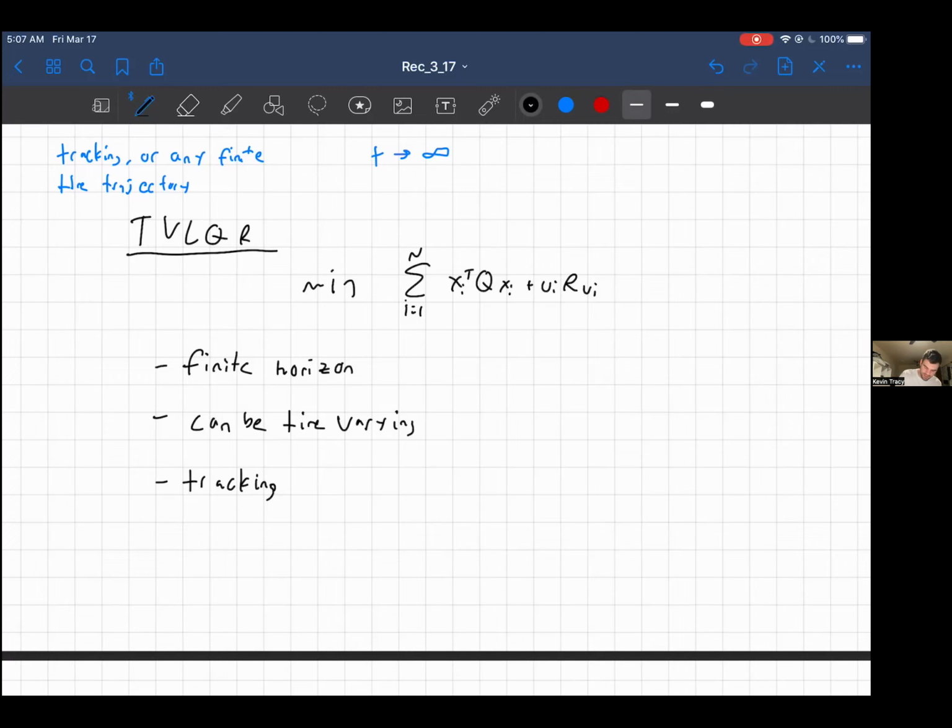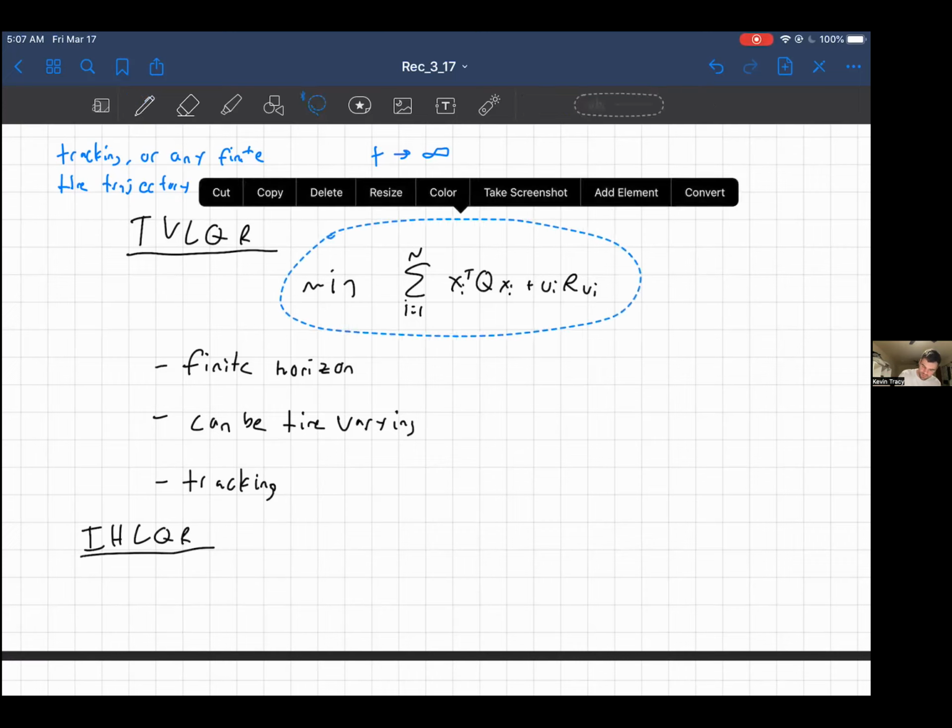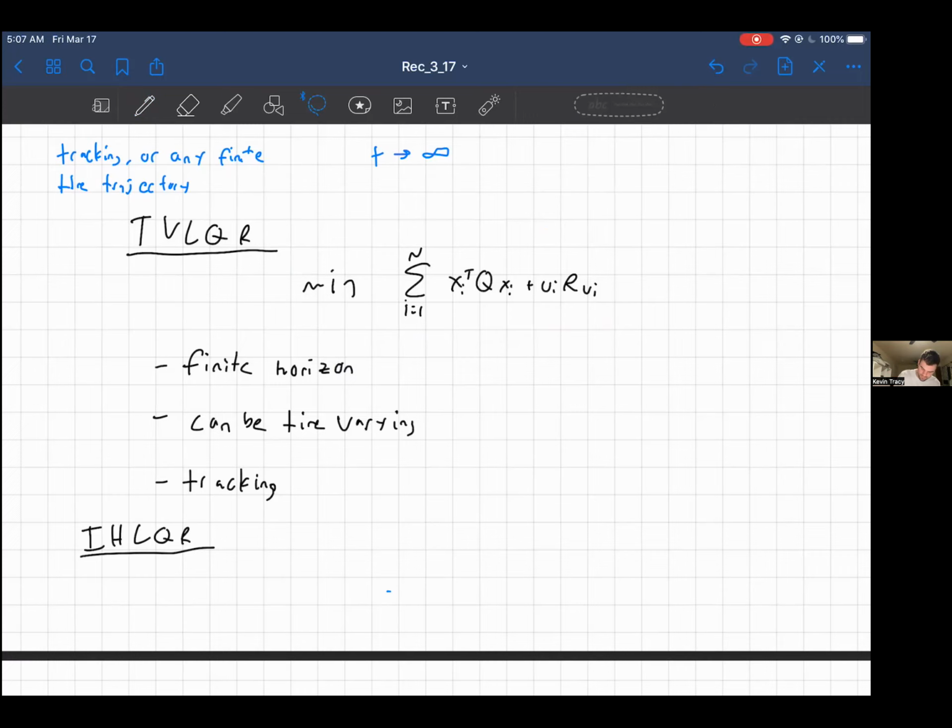The next thing is infinite horizon LQR. And if you remember, I'm talking about a cost function that goes on from now until the end of eternity. Instead of supposed to end right here, I have infinity. And this is a regulator.